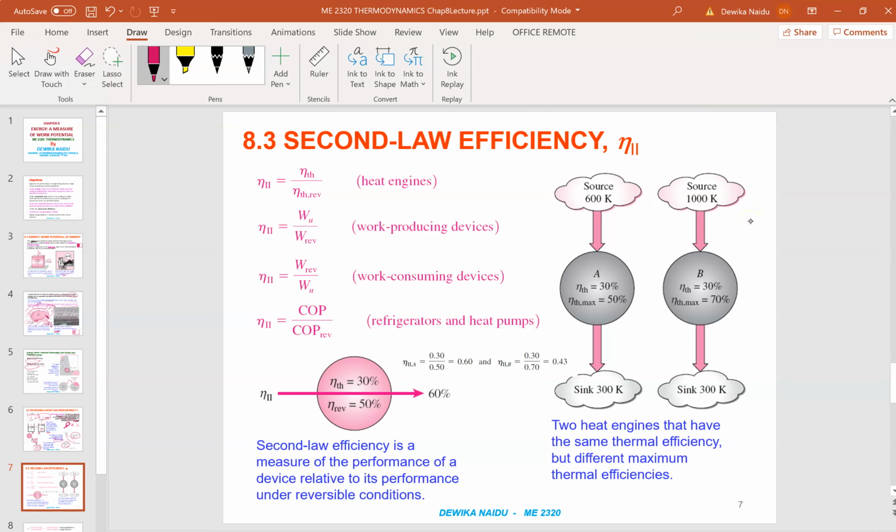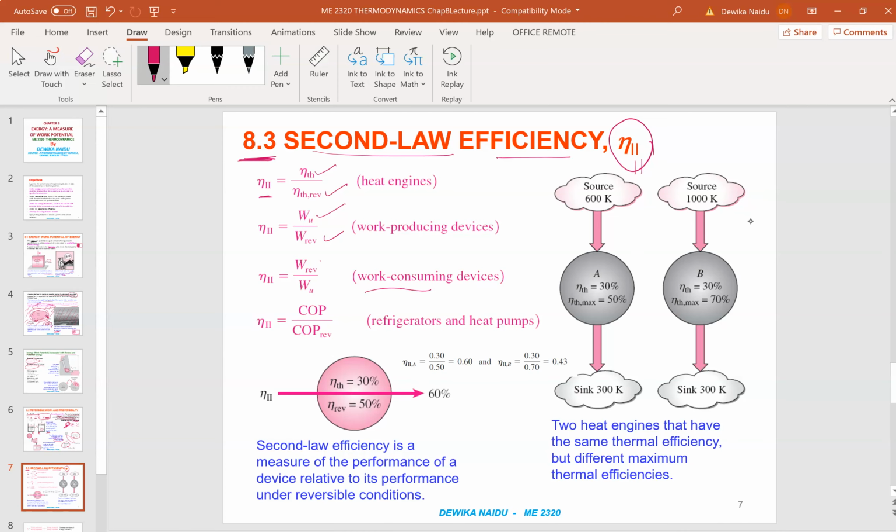Welcome back. I'm going to move on to chapter 8.3, which is the second law efficiency. Look at this: this efficiency has a parallel line here, representing 2. It is slightly different from the efficiency that we have done before. So the second law efficiency will be thermal efficiency divided by reversible, useful divided by reversible.